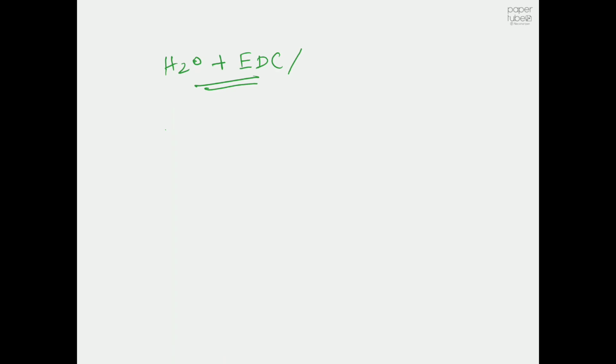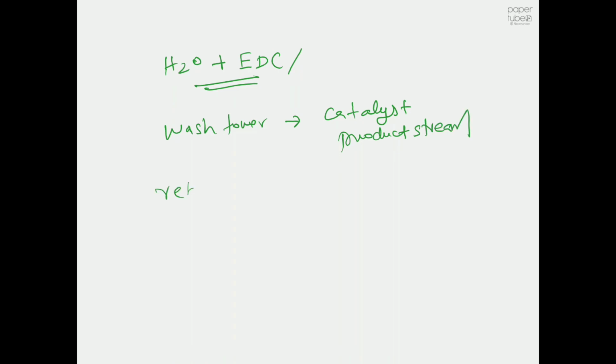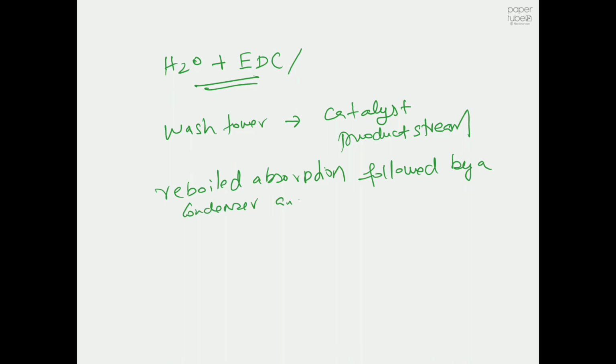So industries will obviously use a wash tower first. You take a wash tower to remove the catalyst from the product stream. Let's go very slow. Then they will use a reboiled absorber followed by a condenser and a decanter.